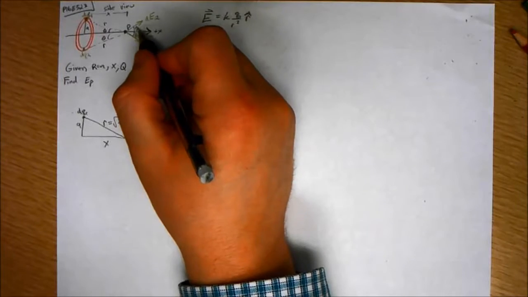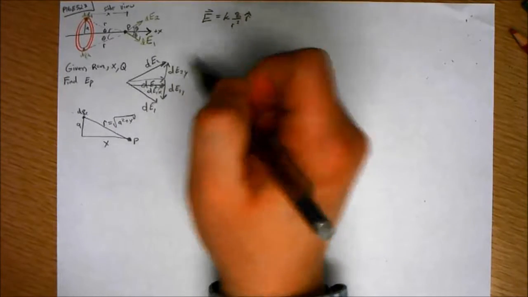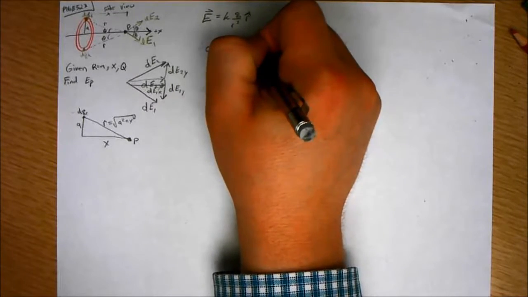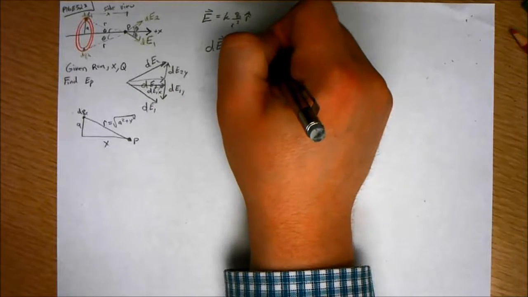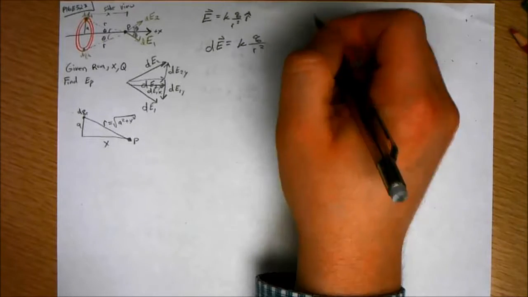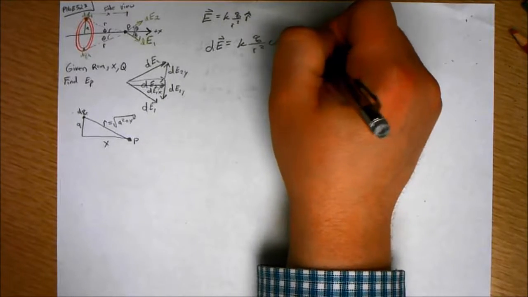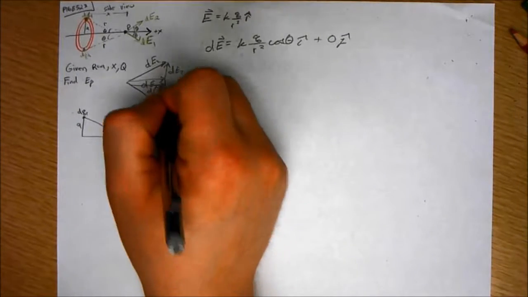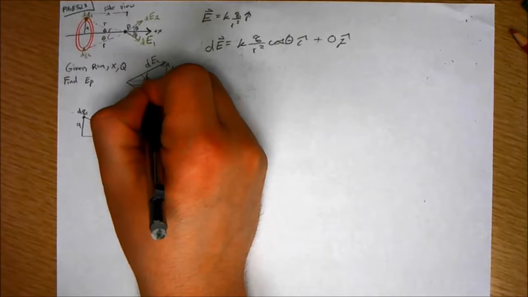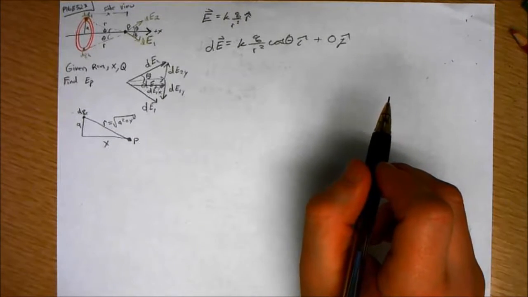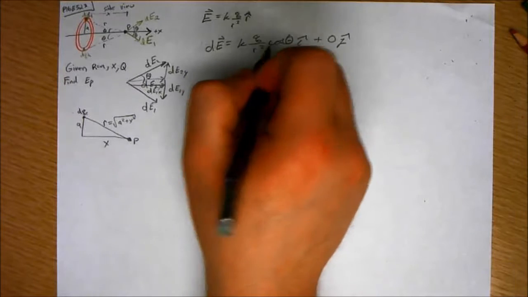Since all of these y components cancel out, I've shown that, then I can write dE as kq over r squared cosine of theta i hat plus 0 j hat. Because this x component, if this is theta, the x component is going to involve cosine of theta.